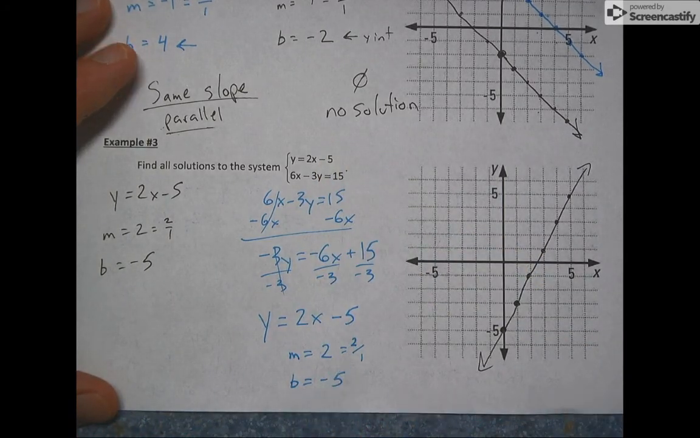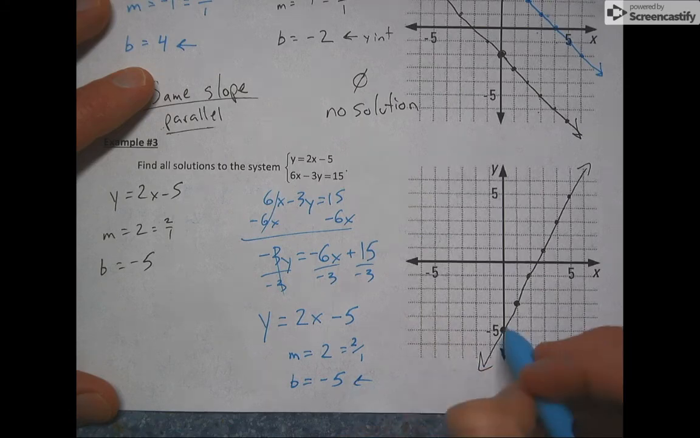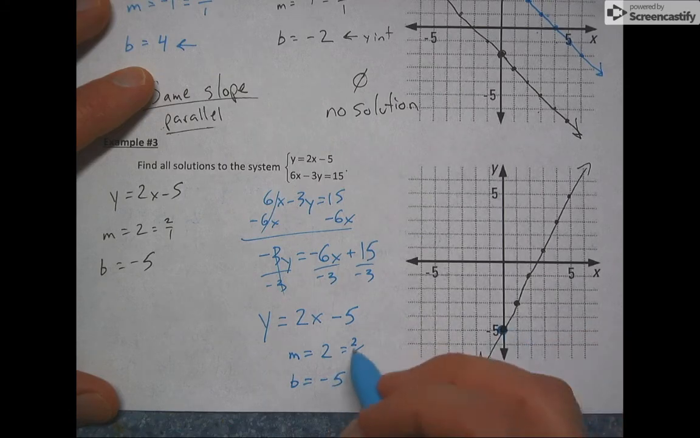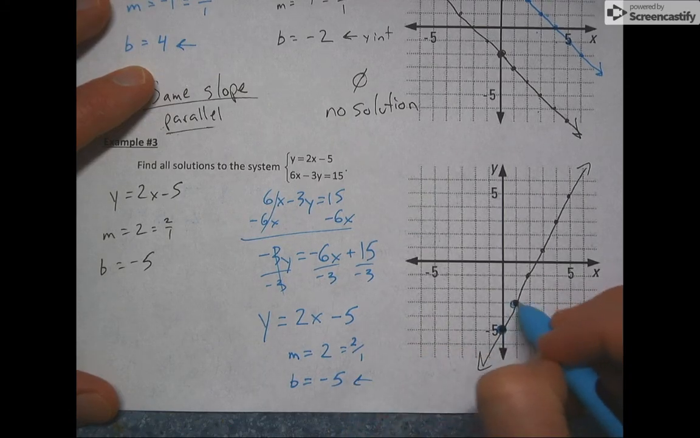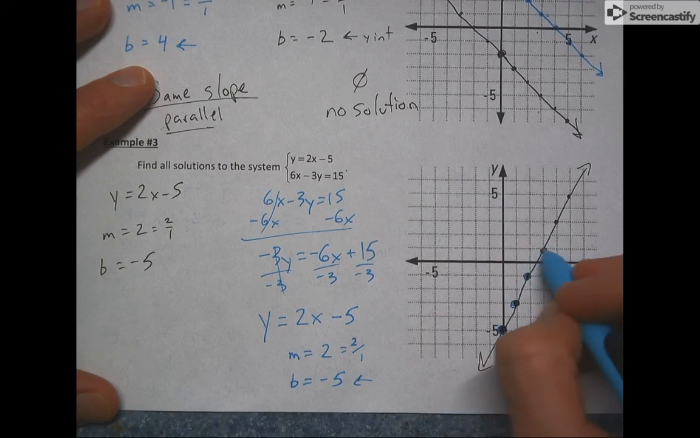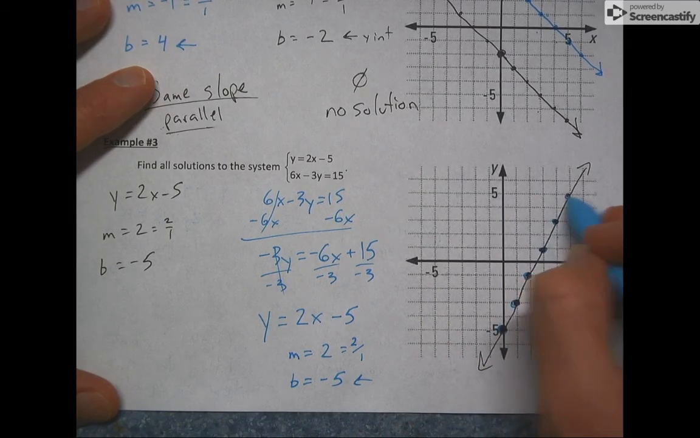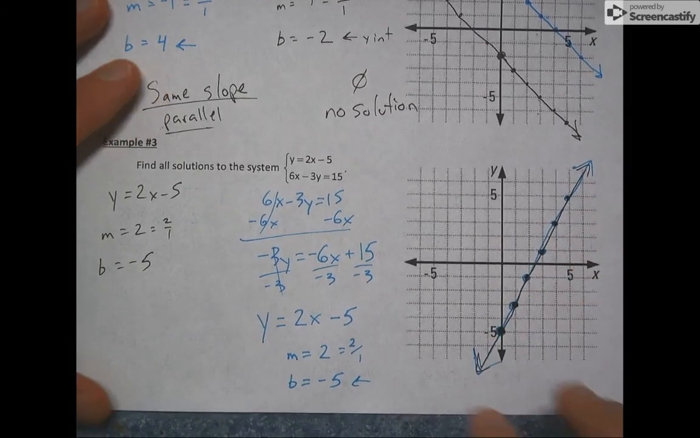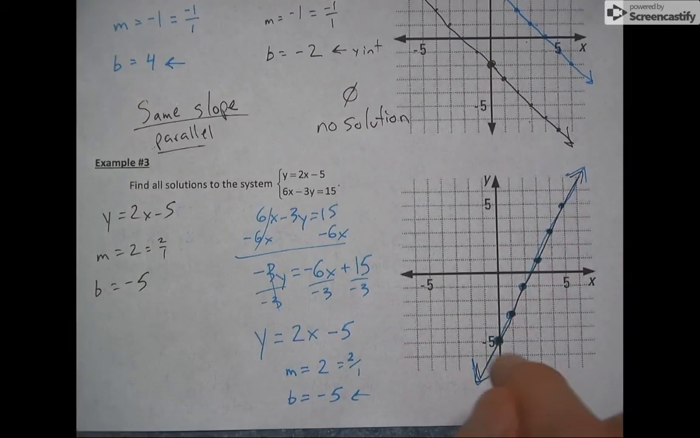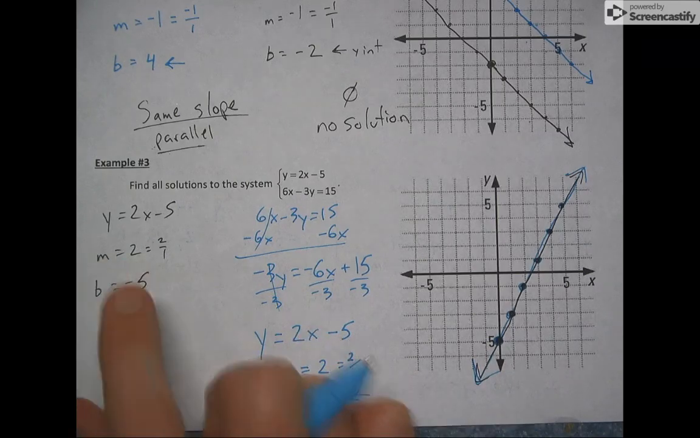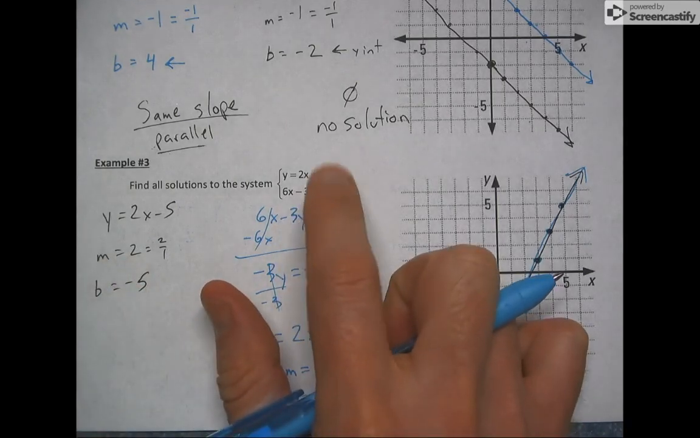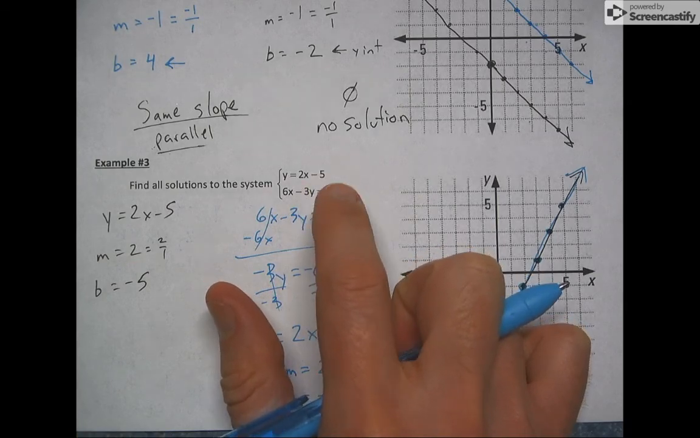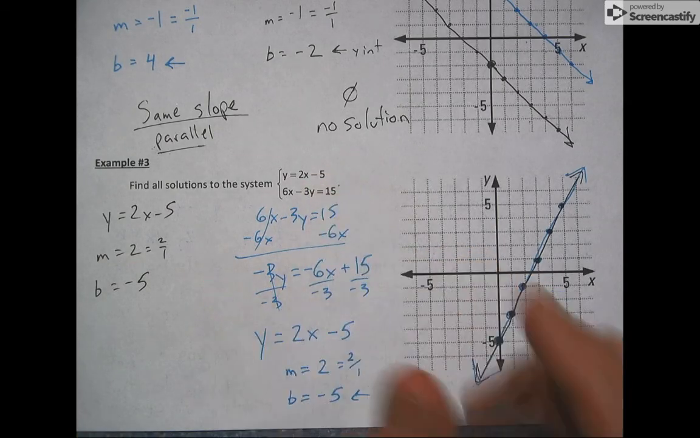So when I go to put this one on the graph, I'm going to start at my intercept of negative 5. And I'm going to use my slope, up 2 over 1, up 2 over 1. And every single point is going to fall on this line. And so any point that's on this line is also going to be on this line. And you might say, well, it's just the same equation. So this isn't really a system, right? They're the same equation. They're not different.